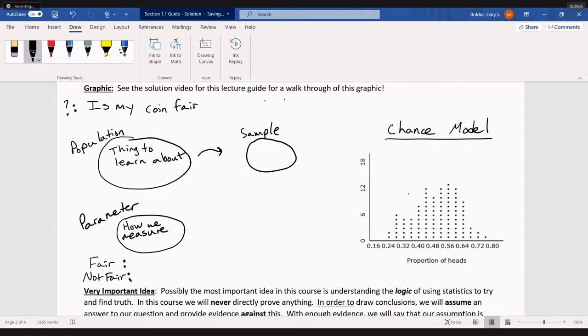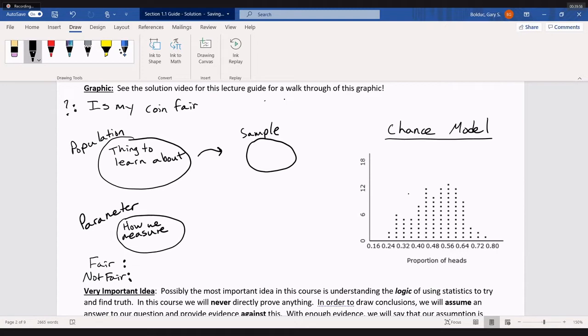In this video, we're going to be looking at the graphic on the section 1.1 lecture guide. So we're going to start this off by looking at an example. Is my coin fair? So we've been doing this one a lot recently. And the idea here is to give you an illustration of what it means to use a chance model and why we would use one.